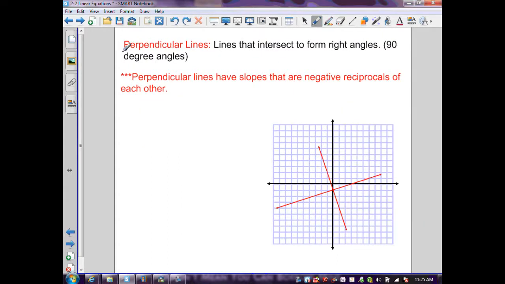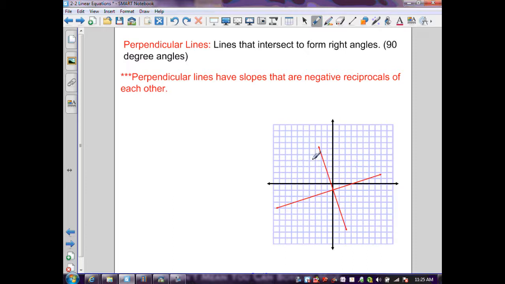Our next slide has the definition of perpendicular lines. Here, perpendicular lines are lines that intersect to form right angles, that is, 90-degree right angles. Perpendicular lines have slopes that are negative reciprocals of each other. So again, if I was given a problem in the book and I had 2 points, all I'd have to do is to figure out the slope by using the slope formula. And if they turned out to be negative reciprocals, they would be perpendicular lines.